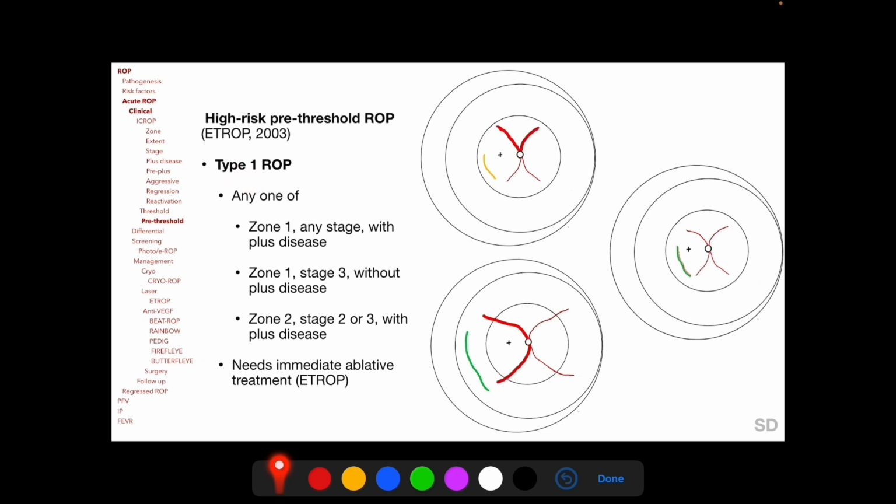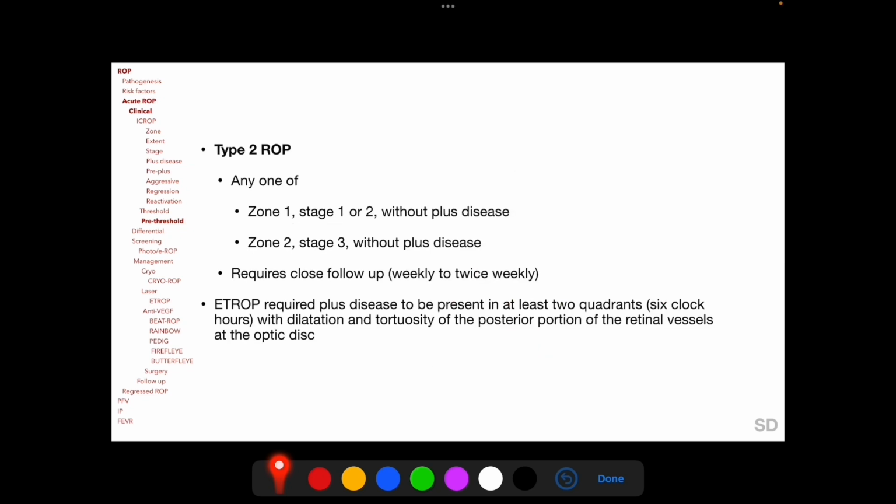Type 1 ROP is defined as the presence of any one of zone 1 any stage ROP, even a demarcation line in the presence of plus disease, or zone 1 stage 3 ROP even in the absence of plus disease, or zone 2 stage 2 or 3 ROP in the presence of plus disease. The ETROP study concluded that type 1 ROP patients need immediate ablative treatment, and this is still the current indication for treating ROP. And patients with type 2 ROP as defined by ETROP require close follow-up once or twice in a week.